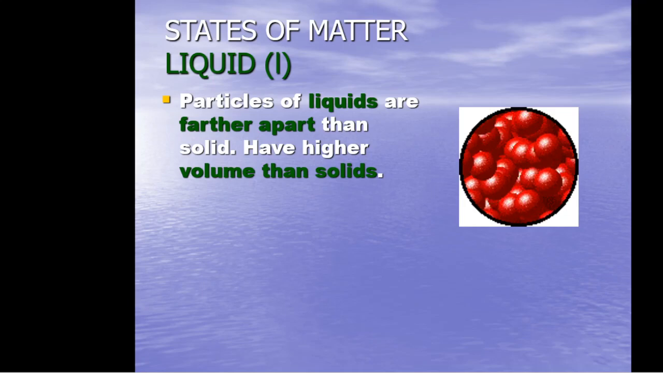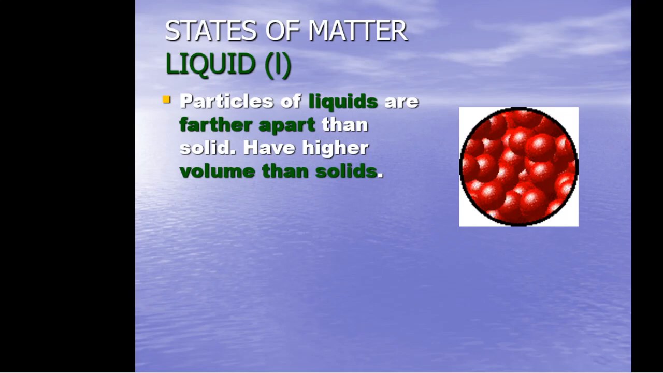So particles of liquids are farther apart than in a solid and have higher volume than solids. If you had a piece of ice and you put it on the table and let it melt into a liquid, it's going to have a higher volume than it did when it was ice, because the liquid takes up more space.